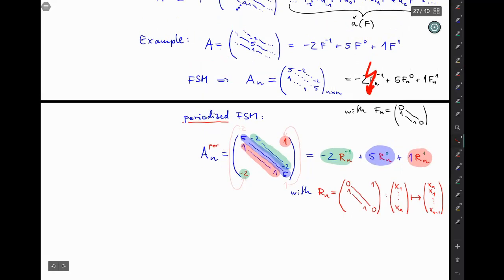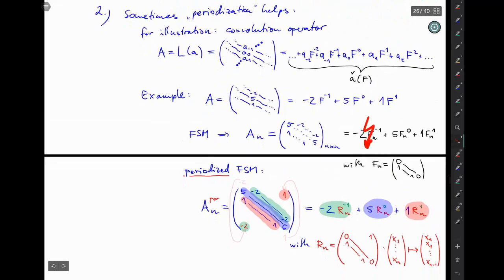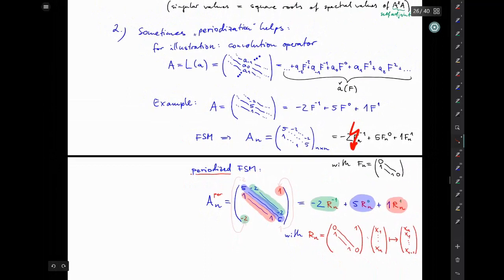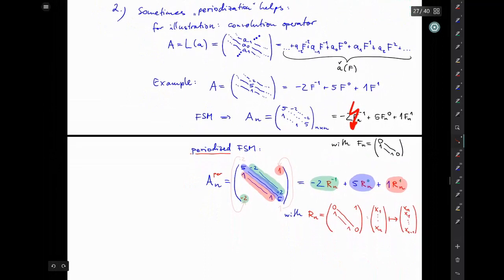the original A. And let's come back to the general setting here. We have written our infinite matrix, the convolution operator, as the A upside down hat function applied to the forward shift F. Okay, and just in the very same style, we can write our periodized finite section as the same function applied to this Rn. Recall, you can't just simply do that with the non-periodized finite section.